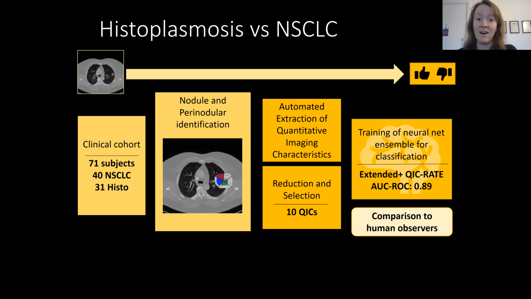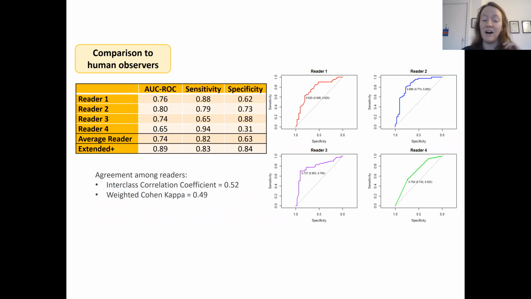And we did then a comparison, since this is such a challenging clinical problem, to human observers. And so we had four radiologists and pulmonologists who are experts for at least 5 to 10 years, look at each of these images blinded and tell us how likely they think it is to be histoplasmosis, how likely they think it is to be lung cancer. And then we looked at their AUC rates compared to the machine learning AUC rates. And we saw that the best performing reader only achieved an AUC ROC of 0.89.